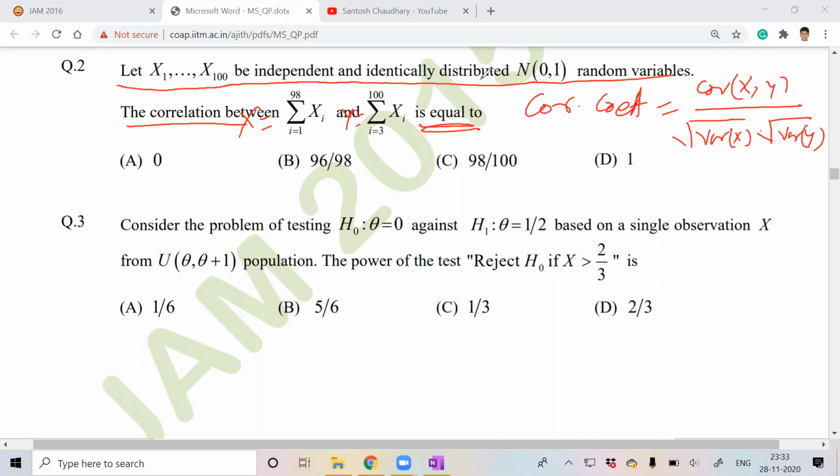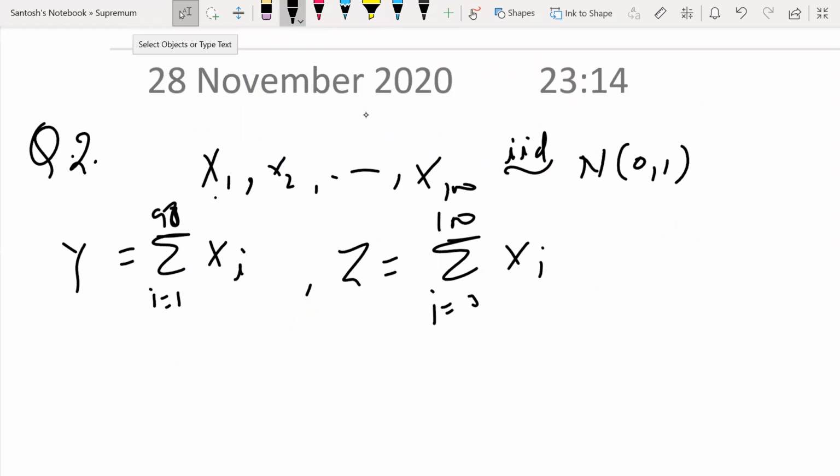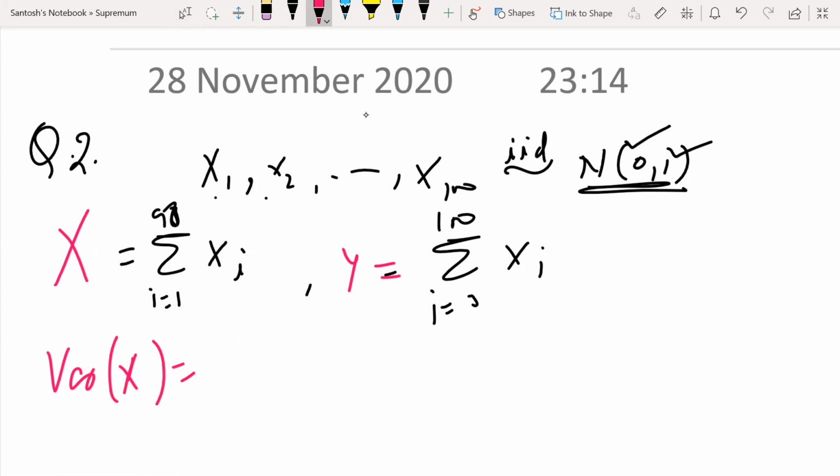Since all x1, x2, up to x100 are IID random variables with normal(0, 1), each xi has mean 0 and variance 1. So let's call this X, and let's call this Y. We need variance of X. Variance of X, with i from 1 to 98, is the variance of x1 plus variance of x2 up to variance of x98. Each has variance 1, so 1 plus 1 up to 98 terms, so it's 98.